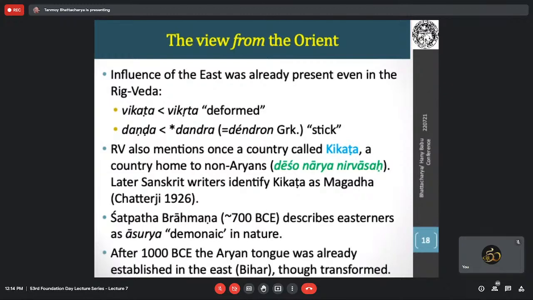And these are some quotations, there are many, many such instances. And according to Suniti Kumar Chatterjee, after 1000 BCE, the Aryan tongue was already established in the East, that is in Magadha, in Bihar, though it transformed. So, there is a lot of evidence for this transformation. But you will see that this view is quite different. This view shows that kind of Prakrit derived from Sanskrit, that is something which is later. Okay, it's very different from the Hoernle view, which we saw 2 minutes ago, that you have evidence of Magadhi Prakrit as far northwest as Nuristani and Afghanistani.